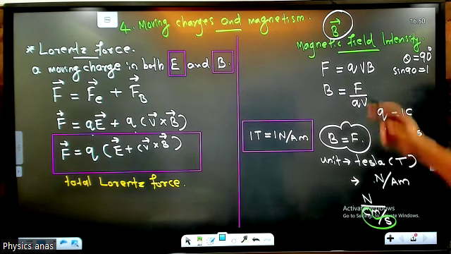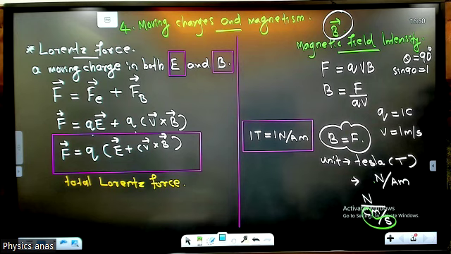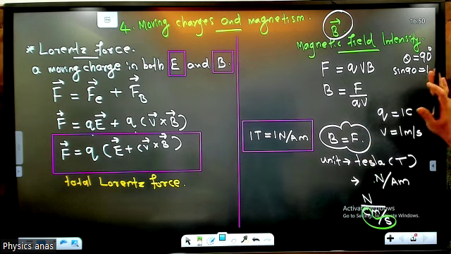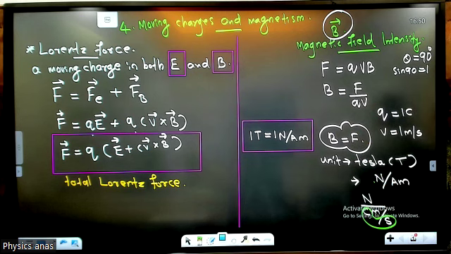B is equal to F by QV. Then give Q is equal to 1 coulomb, V is equal to 1 meter per second. Then you will get B is equal to F.